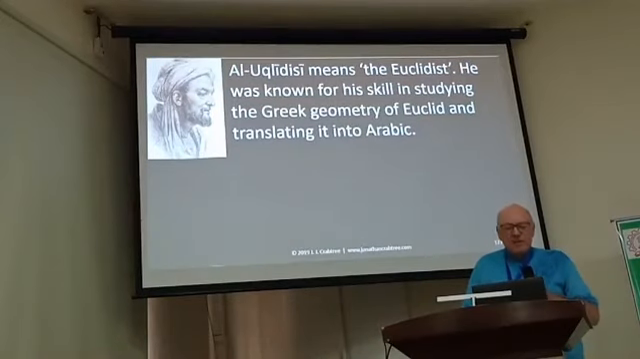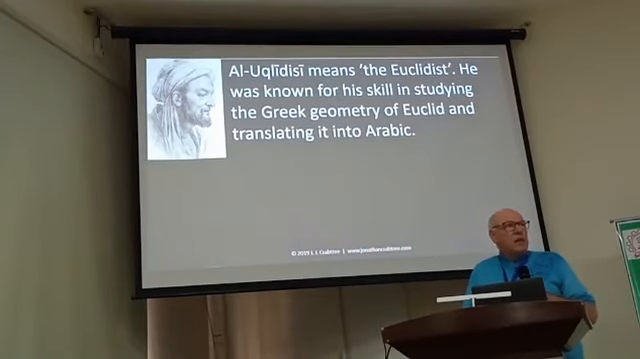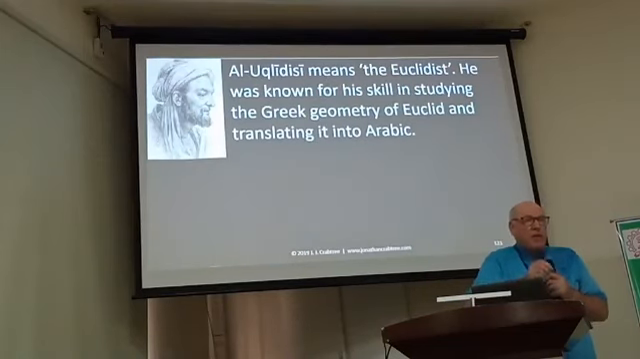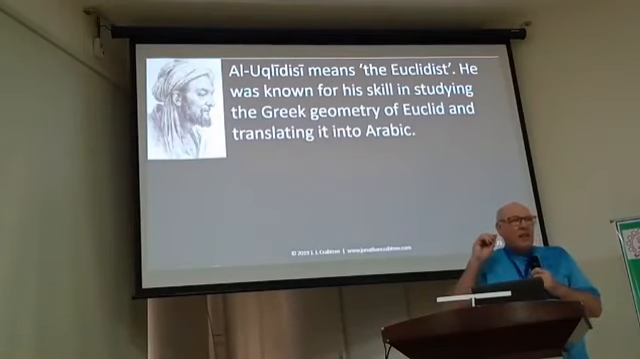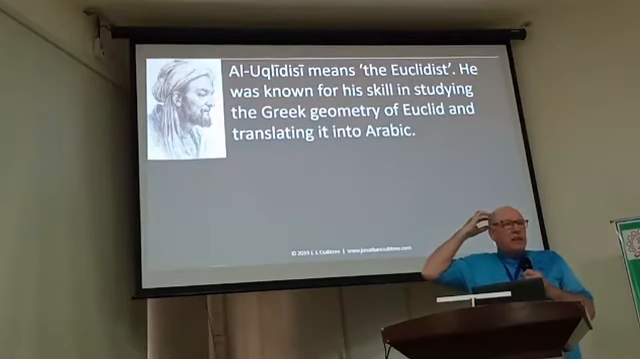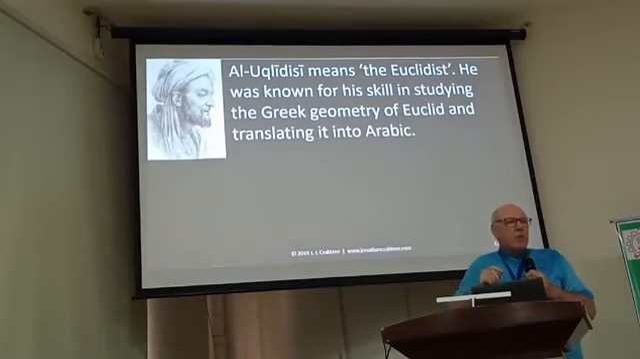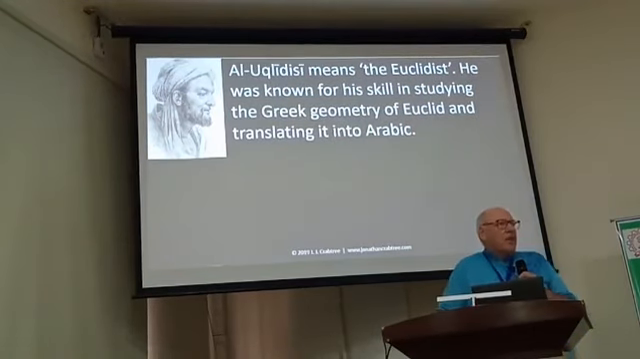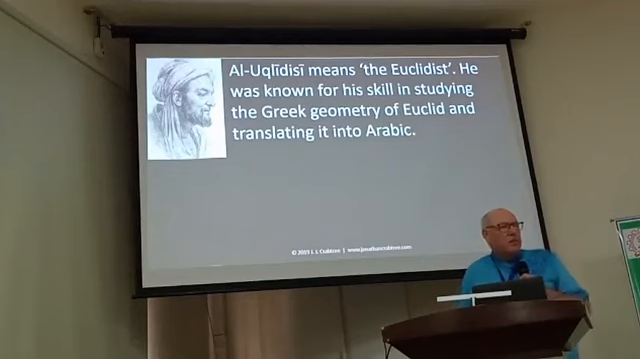Al-Euclidisi means the Euclidist. So he was known for his skill in studying the Greek geometry of Euclid and translating into Arabic. So when he was translating, in effect, the Goba board or the dust board techniques of the ancient Indians into the paper-based way that we use today, he just completely had no idea about India's innovation. His head was stuck in Euclidean ideas where 1 was not a number, there was no concept of 0, no negative numbers in Euclidean geometry, and so these people effectively blocked the transmission of Brahmagupta's laws of mathematics through the Arabic world.